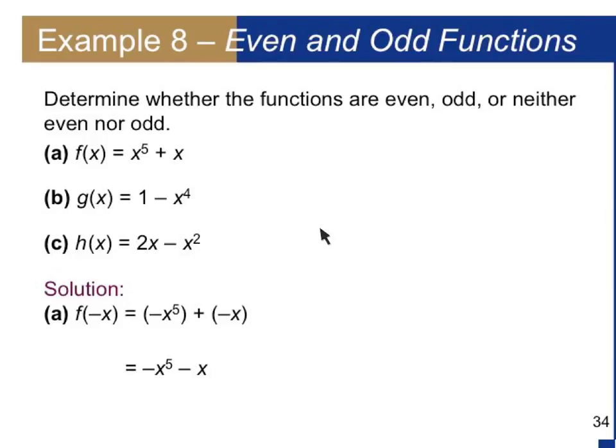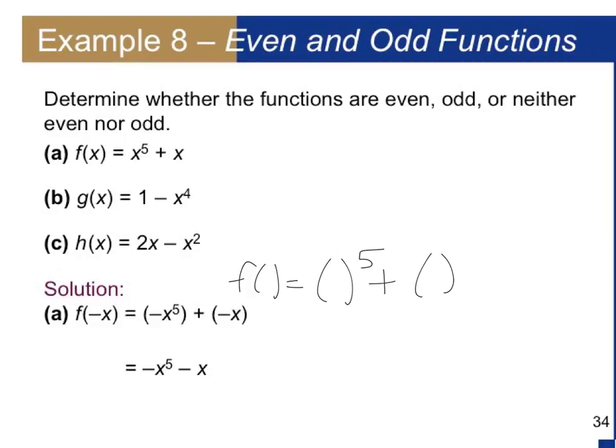Okay, so let's look at some examples. First one, f of x equals x to the 5th plus x. So we start by plugging in minus x into our function, and again, it's helpful to write your function like this: f of blank equals, now I'm going to put blank to the 5th plus blank. And then we're going to plug in minus x where you see the blanks, right? Which is what we're doing here.